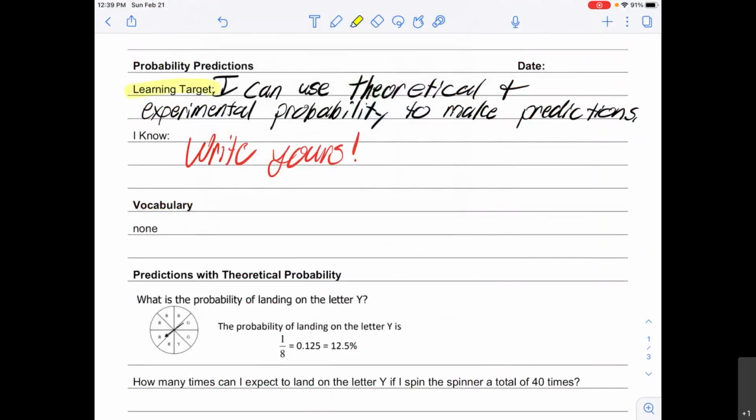Please write down the date that you're watching this video. Write down what you already know about this topic. So you already know about theoretical probability. You already know about experimental probability. We have not used those things to make predictions yet, but you can still write what you know about experimental and theoretical probabilities by themselves. There is no vocabulary today, so pause the video here, get those things written down, and then restart when you're ready to go.